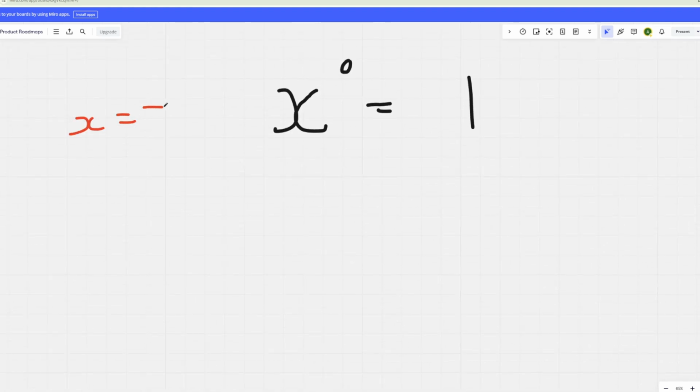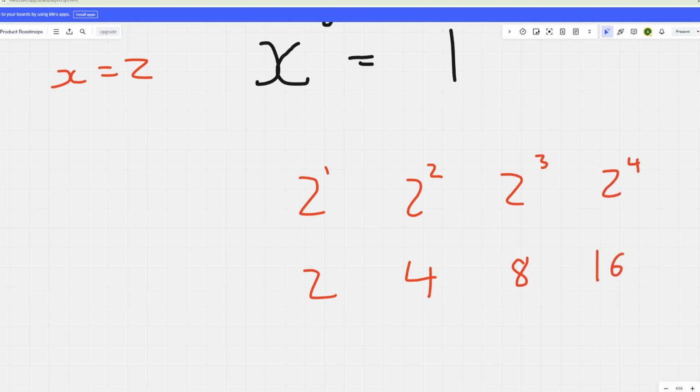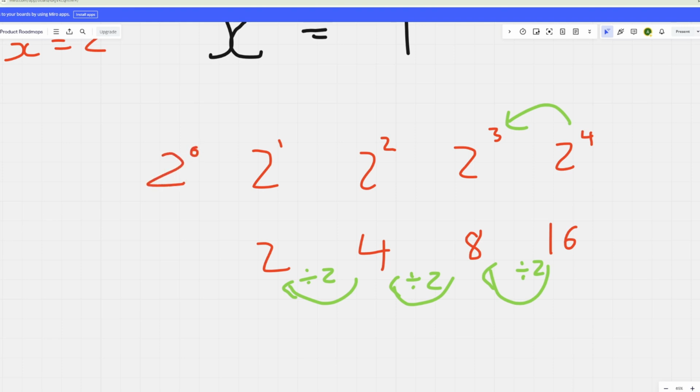So to find out why this is, let's say x is 2. Okay, x equals 2. So I have 2 to the 1 is 2. 2 squared is 4. 2 cubed is 8. 2 to the 4th is 16. Right? So we have this pattern. Every time we go down an exponent, we divide by 2. Divide by 2, divide by 2, divide by 2. So now, when we have 2 to the 0, this pattern still continues. We're going to divide by 2, and 2 divided by 2 is just 1.